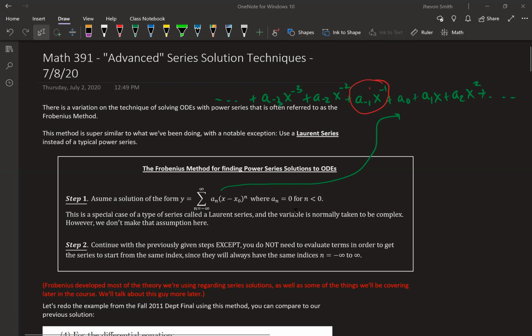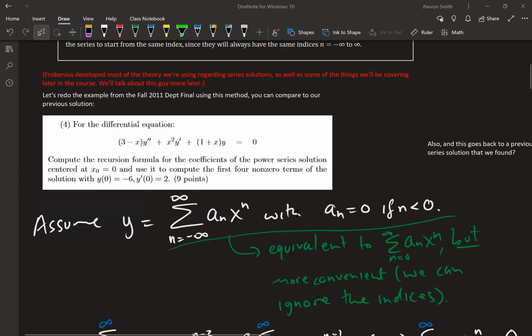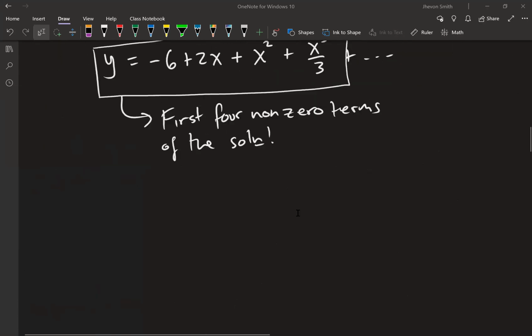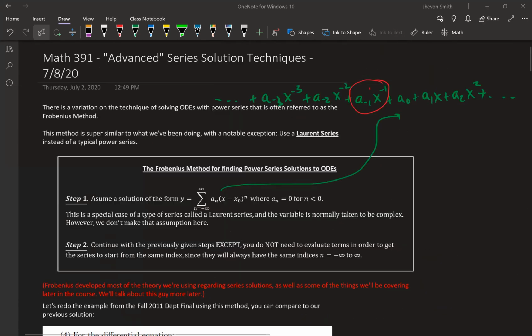And you'll realize, if you went through a bunch of problems already where you had to evaluate terms to get all the series to start at some point, go back and do all of those problems where you're just ignoring where the series started. You'll realize that you got all the same answers, and it'll be shorter because you're ignoring a whole set of calculations. So that's one variation on the technique.